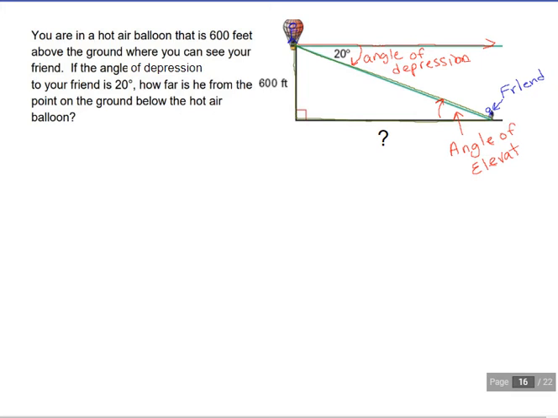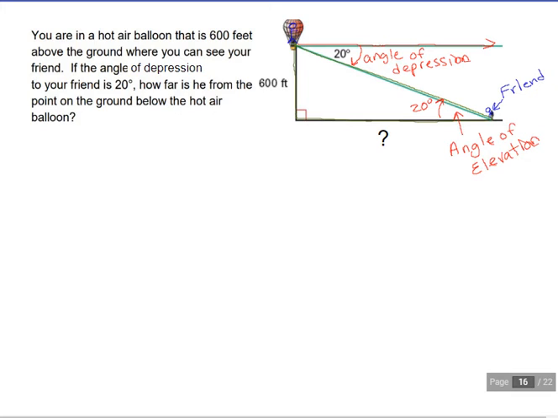But there is a relationship between the two angles. If you have to look down 20 degrees to see your friend, your friend should have to look up 20 degrees to see you. Okay? And so even though the angle of depression isn't part of our triangle, we can use it to find an angle in our triangle.